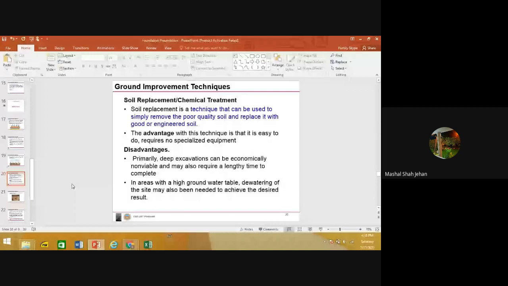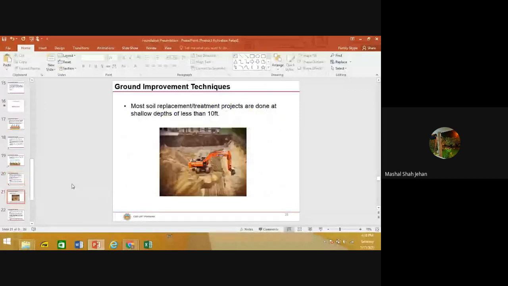The other method is soil replacement with chemical treatment. This technique is used to remove the poor quality soil and replace it with good engineered soil. The advantage is that it doesn't require specialized equipment, but there are also disadvantages: excavation requires a lot of money, it's economically non-viable, and it also takes more time. In areas with high water tables, we first have to dewater the site before this method is done. They are mostly done at depths of less than 10 feet.